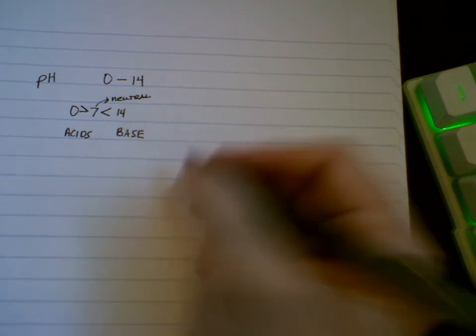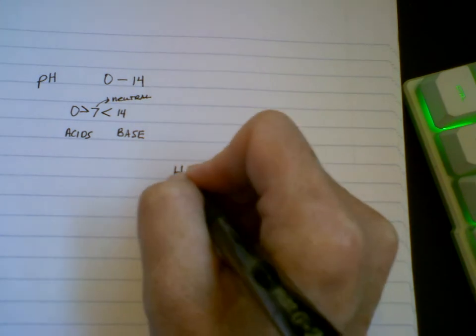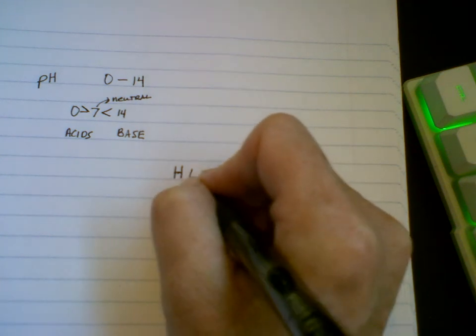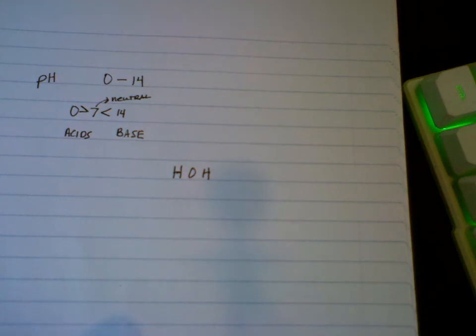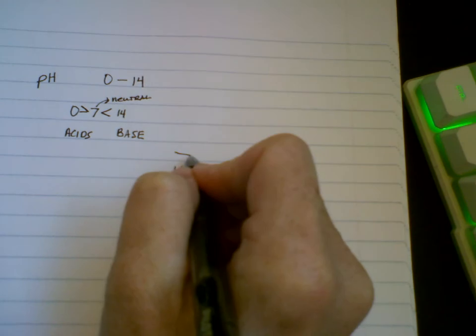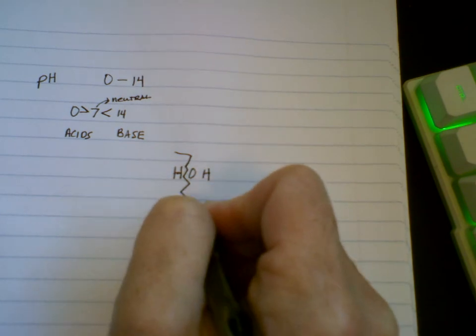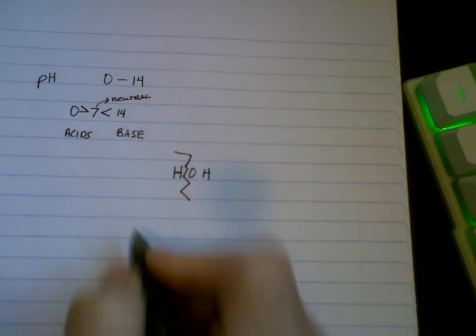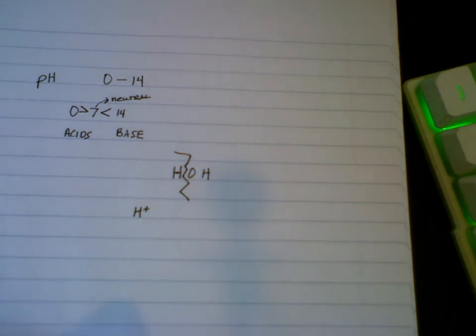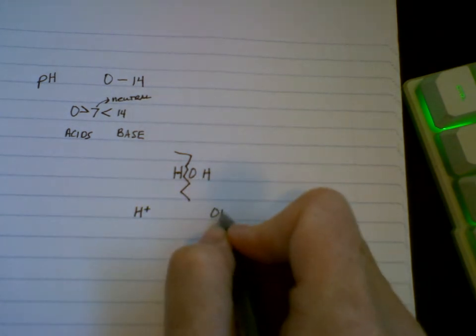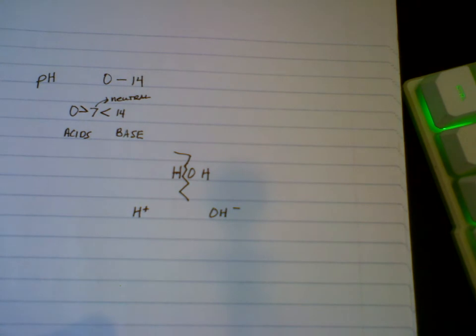What does this mean? Well, sometimes water, we talked about water before, H2O. I'm going to write it as HOH. You can write H2O as HOH. Likes to split apart into the H side, which is the hydrogen ions, and the OH side, which are what we call hydroxide ions.